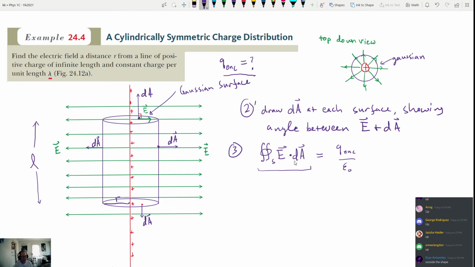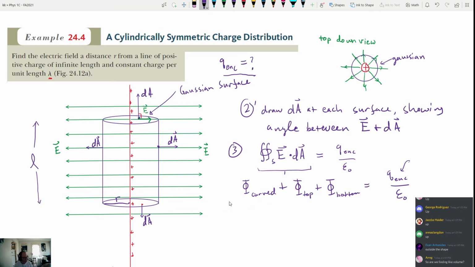So what I'm going to say here is that this breaks down into the flux through the curved portion plus the flux through the top plus the flux through the bottom. And all of these will end up being equal to Q enclosed over epsilon naught. And again, as I'm doing this, I want you to be thinking for yourself, what will this be equal to? All right. Flux through the curved surface.